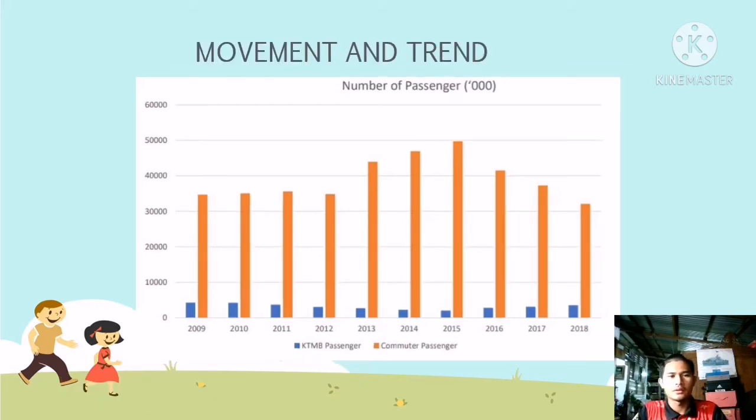For the next content, movement and trend. According to the data, the rate of commuter usage is more than the rate of use of KTMB. Secondly, the number of passengers for commuter remained constant in the range of 34 million to 36 million from 2009 until 2012.